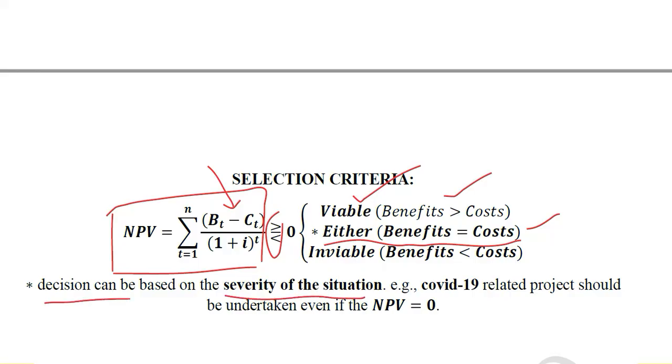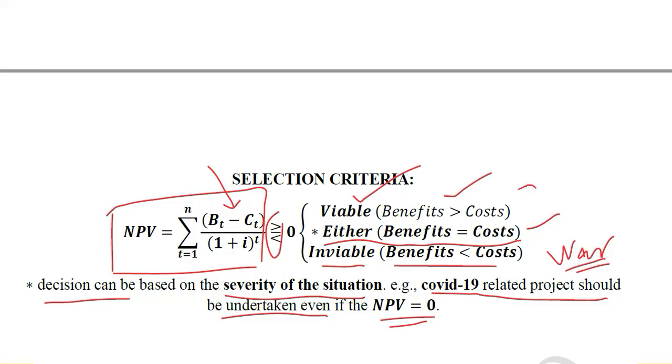For example, if there is a project related to COVID-19 in the current situation, no matter the NPV is equal to 0, we should undertake this project because this is the need of the time. So the severity of the situation can require us to undertake the project, even where the project is inviable and the NPV is negative, that is, the benefits are less than the costs. If it is a matter of war, a project has to be undertaken, and the NPV will not be the final criterion. The severity of the need or the situation will decide.